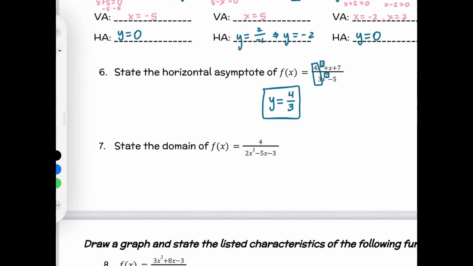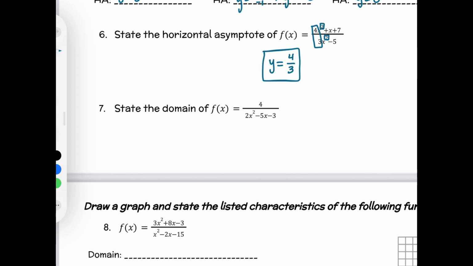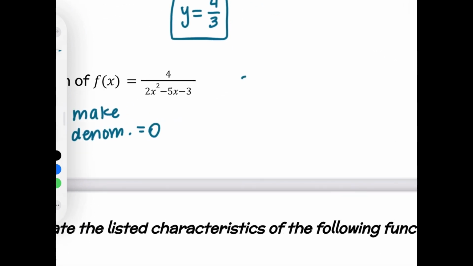All right, and then for the domain of number 7. It's good to remember that for our domain, we take out our vertical asymptote and the x value of the hole. Those are both values that make the denominator 0, which will make our function undefined, which we don't want. So you don't have to find the hole or the vertical asymptote. If it's just finding the domain, all you need to do is take that denominator, set it equal to 0, and solve for x. And that's what can't be in your domain.